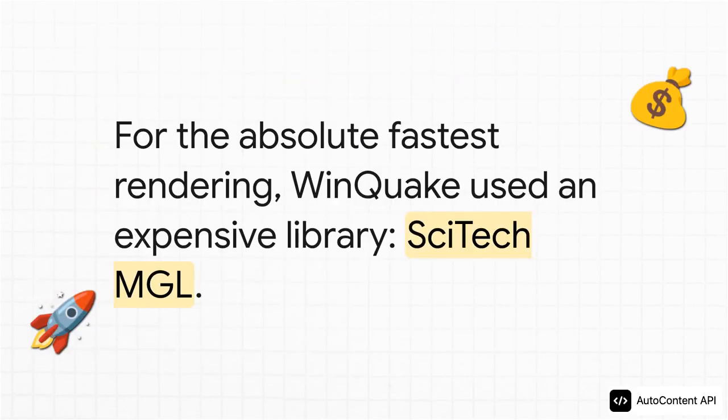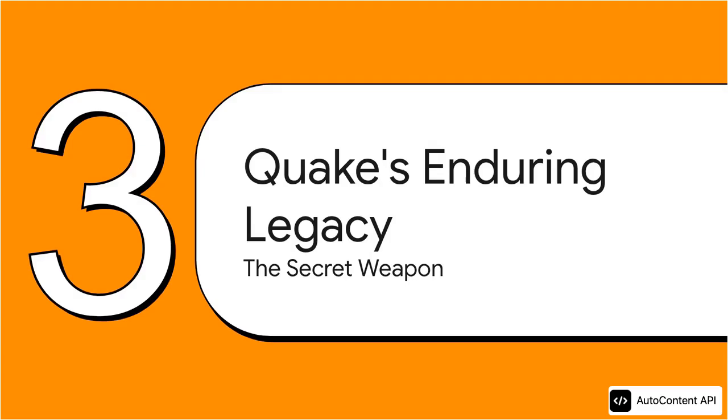But id Software wanted more. For the absolute bleeding edge maximum speed, they went outside the box. They actually licensed this incredibly powerful and probably very expensive third-party graphics library called Cytec MGL. This was their secret weapon. All right, so now we get to the final piece of this puzzle, because that third-party library held the key not only to WinQuake's incredible performance, but also to its surprisingly long life.